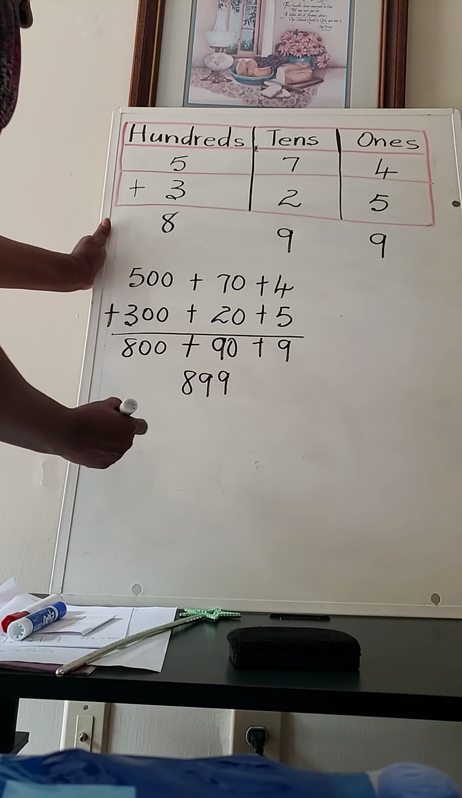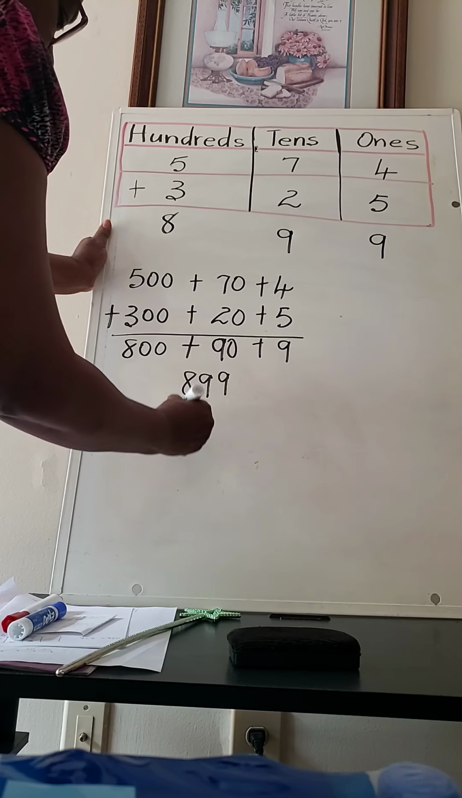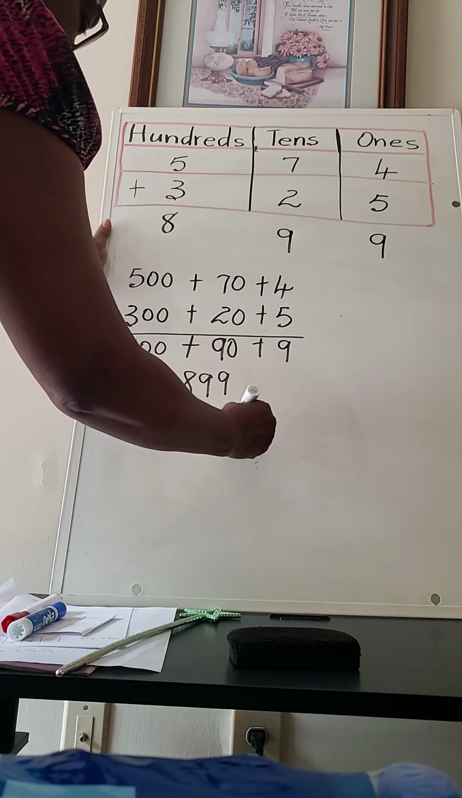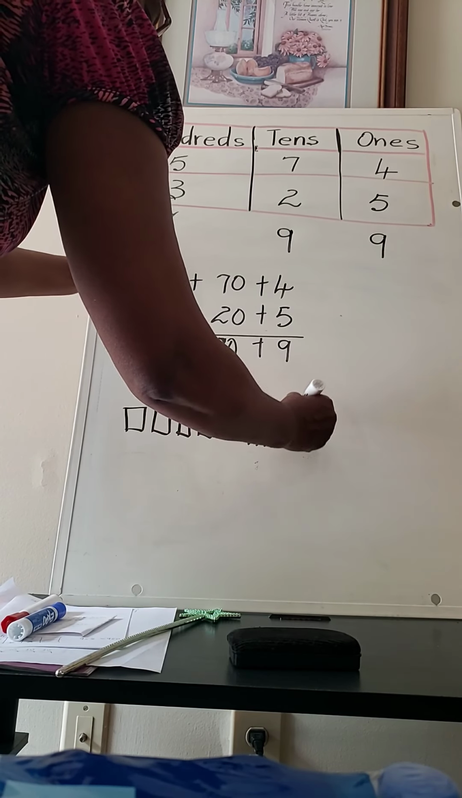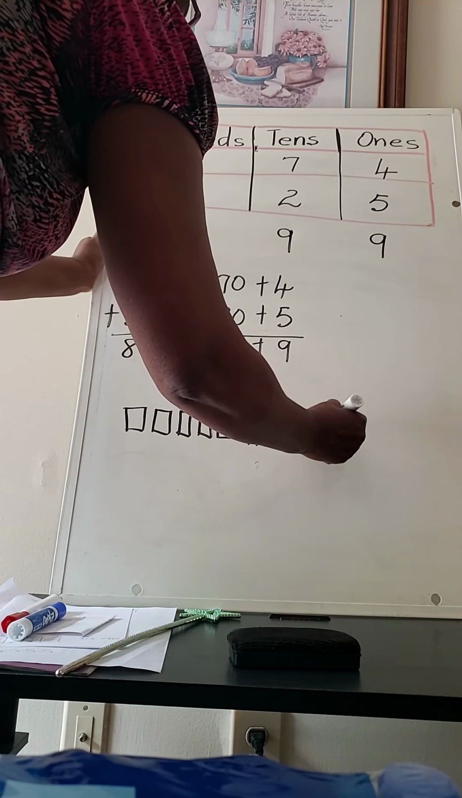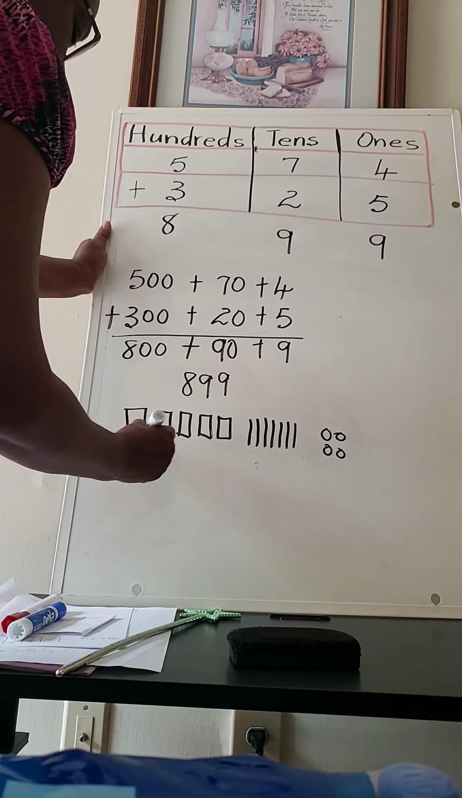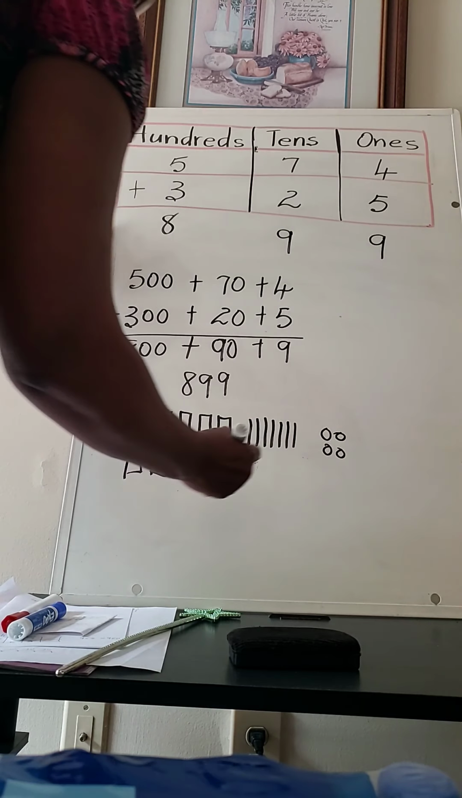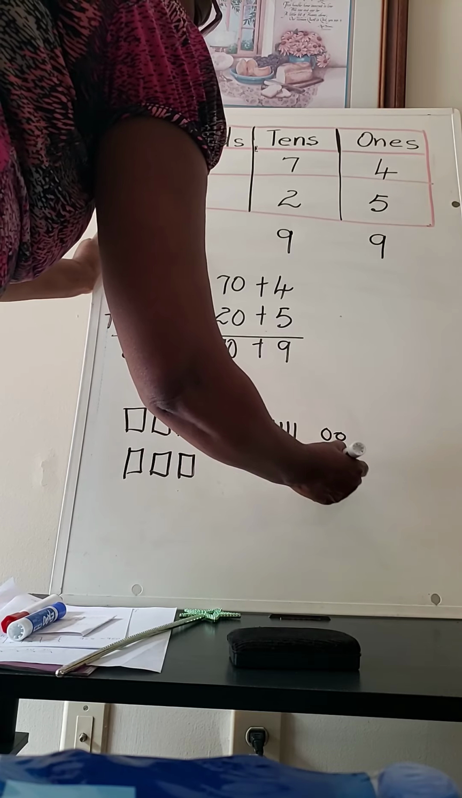So we would have, let's do 500 plus 7 tens. 1, 2, 3, 4, 5, 6, 7 tens plus 4 ones. And we're adding to that 300 plus 2 tens plus 5 ones.